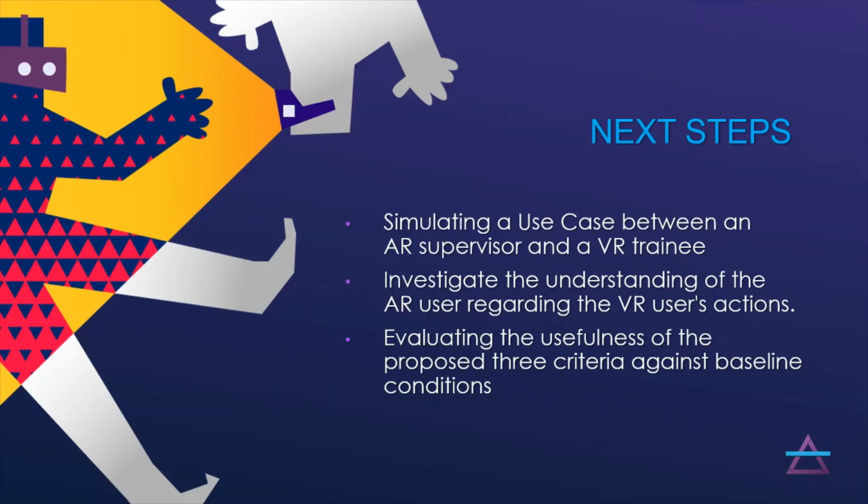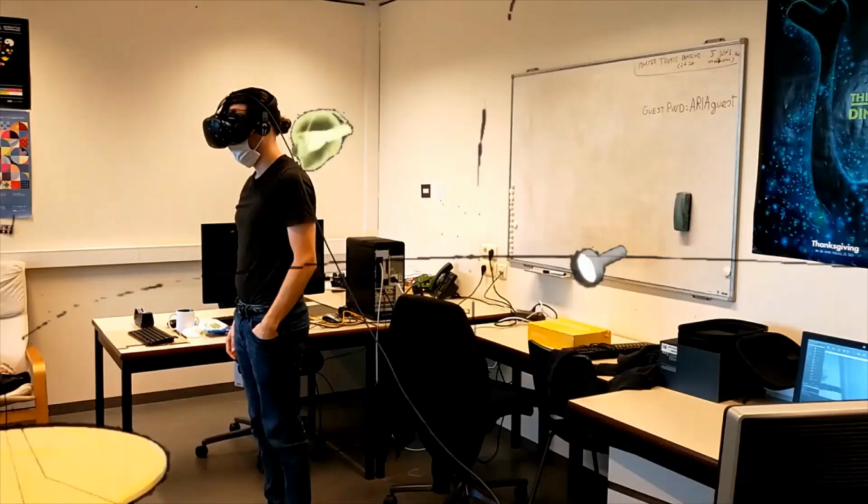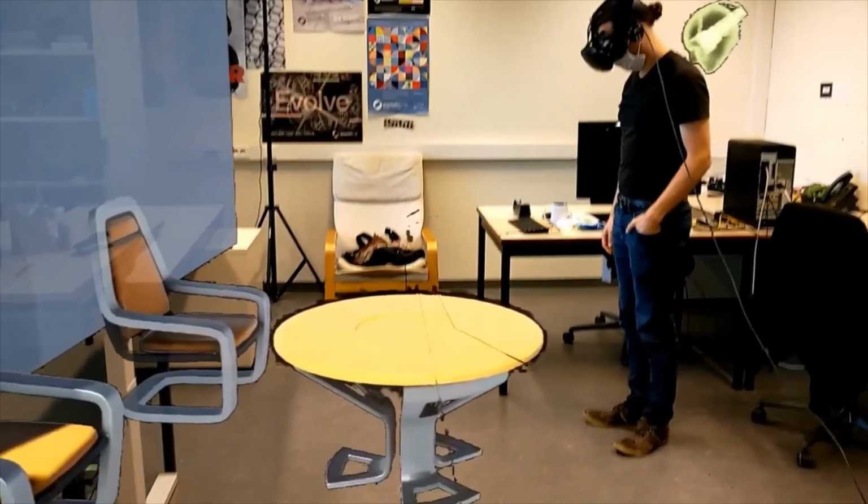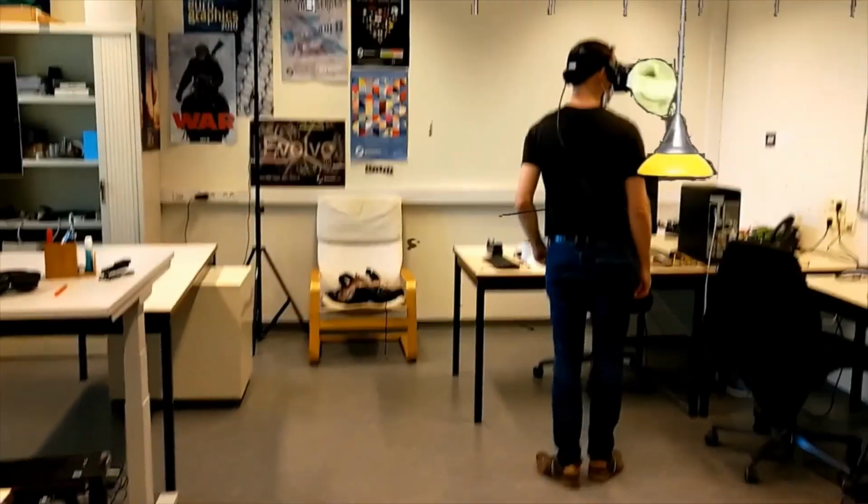We would also like to evaluate the usefulness of the proposed three criteria against each other, as well as baseline conditions, such as an external user that can see the VR user without AR, and a VR spectator that can see the entire VE without seeing the VR user. And finally, taking our first baby step forward, we have our mock-up for the second criteria, field of view, where only the virtual objects in front of the VR user are visualized to the AR user.